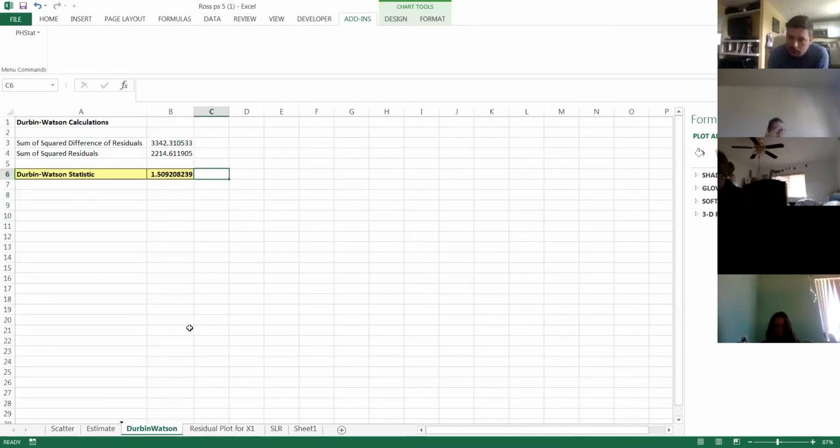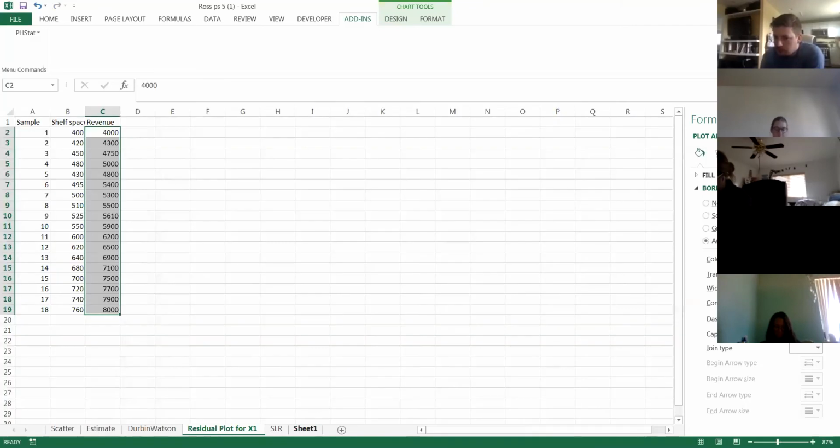Independence. See our Durbin-Watson? Above 1.3. That tells me that our standard error is okay. That number 11 that we had in our formula, our standard error is okay. How about for normality?